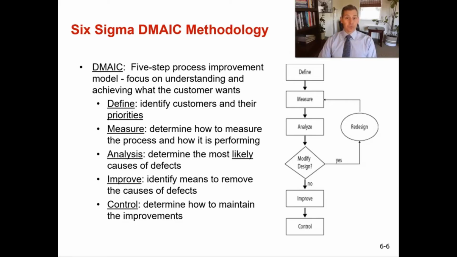So you're going to analyze your data. Next is improve. And this is identify the means to remove the causes of defects and variations and modify your process within an acceptable tolerance limit. And then last is control. So control is determine how to maintain improvements, putting tools and processes in place to ensure that the variables in the output remain stable within that acceptable range under your modified process.